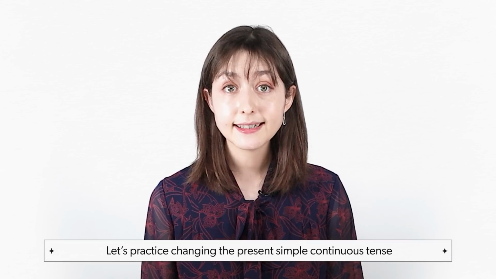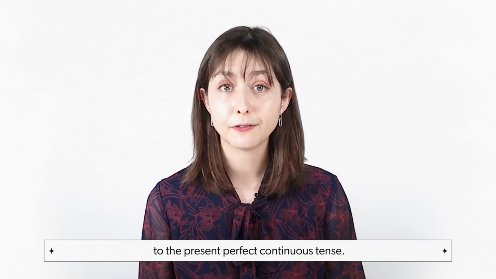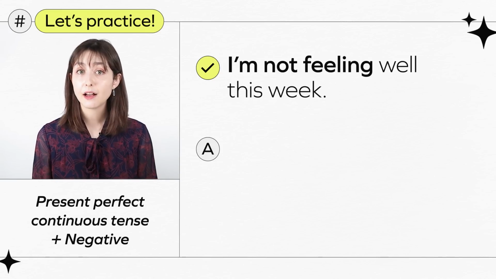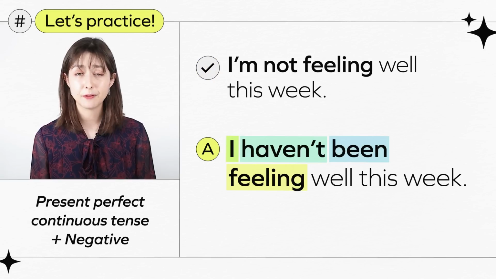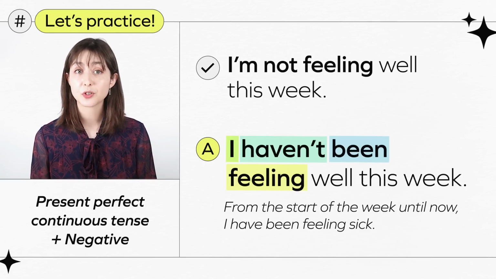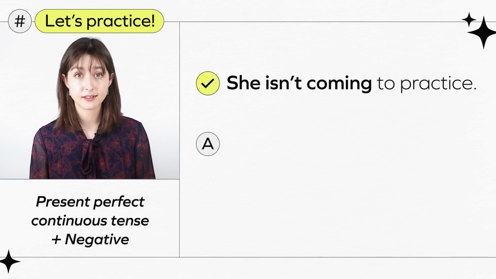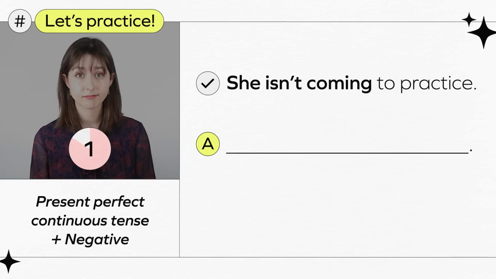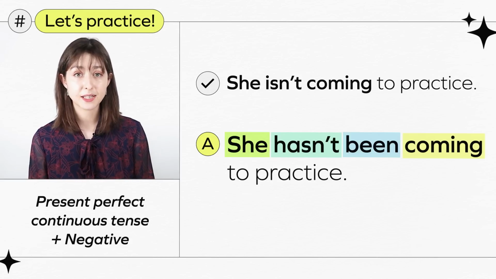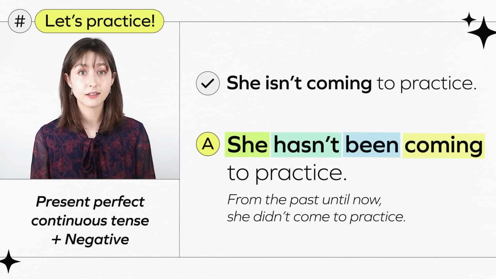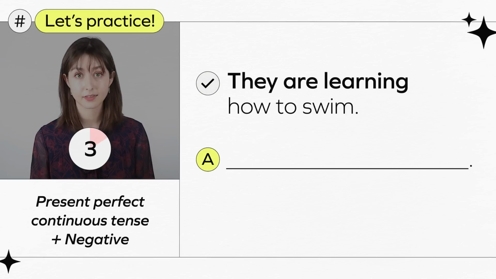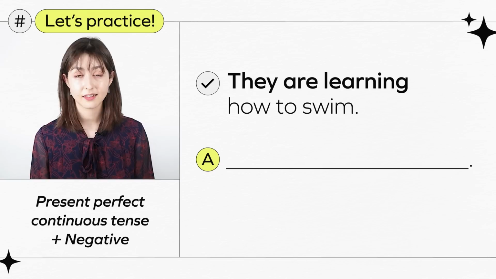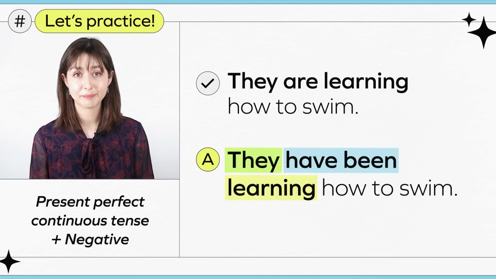Let's practice changing the present simple continuous tense to the present perfect continuous tense. I'm not feeling well this week. I haven't been feeling well this week. This means from the start of the week until now, I have been feeling sick. She isn't coming to practice. She hasn't been coming to practice. That means from the past until now, she didn't come to practice. They are learning how to swim. They have been learning how to swim.